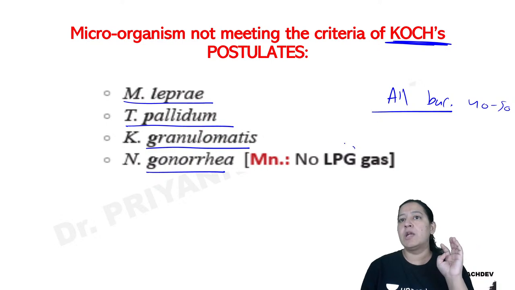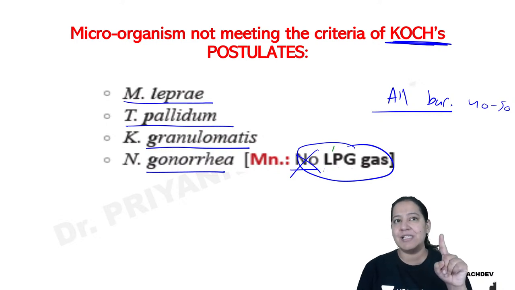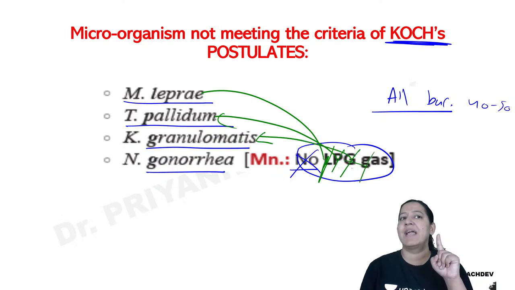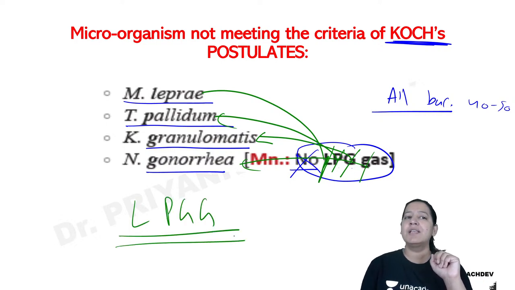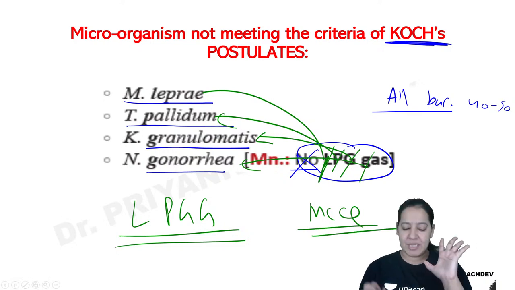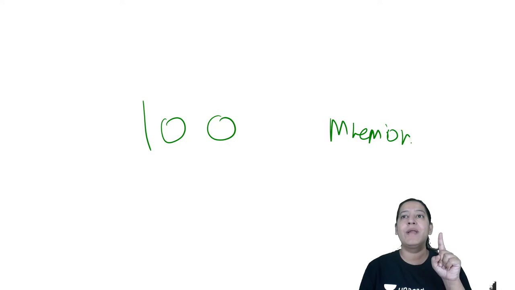So there is a mnemonic: No LPG gas. No means they do not follow. LPG gas. L stands for leprae. P stands for pallidum. G stands for granulomatis. And G stands for gonorrhea. So 2G, LPG gas. So these are the 4 bacteria jispe aapke repeat MCQ aate hain. Repeat MCQ. Now listen, in today's lecture, I am going to give you more than 100 mnemonics in the entire microbiology.